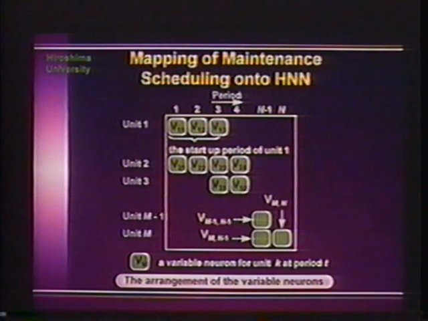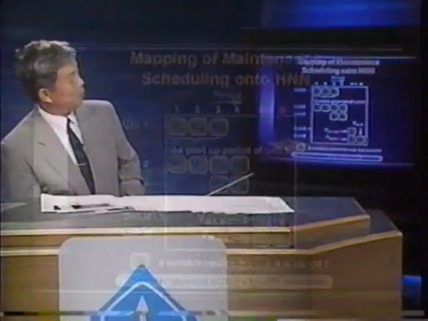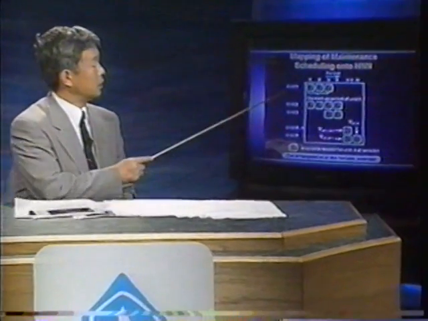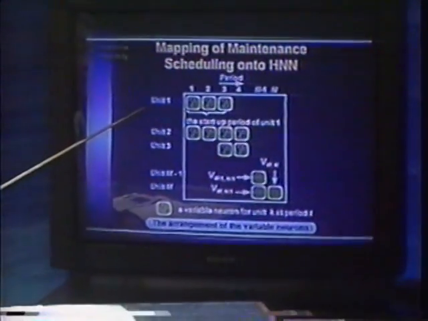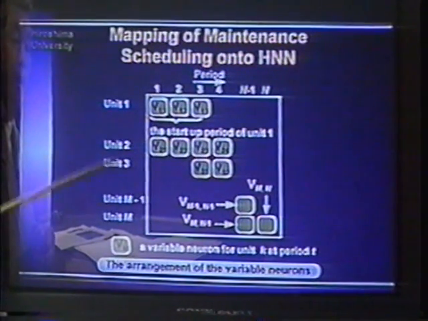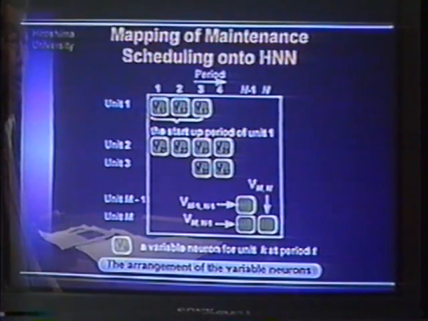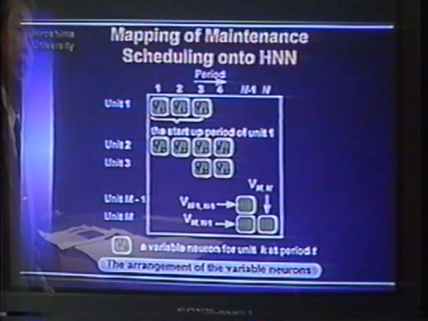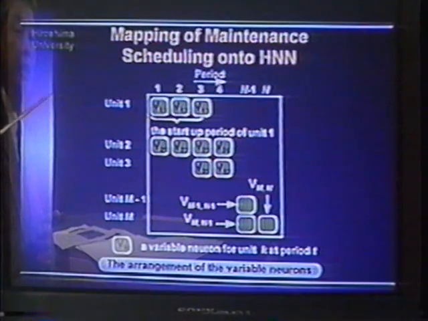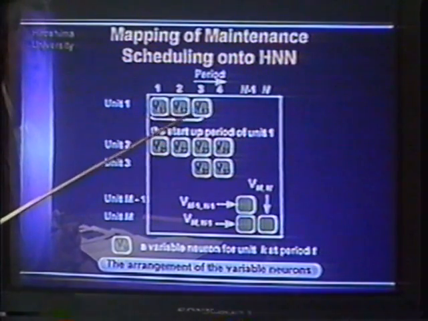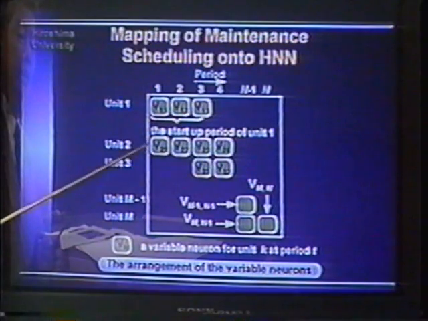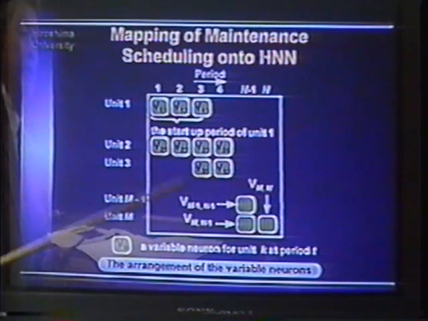This figure shows the mapping of maintenance scheduling onto Hopfield neural nets. This shows only the part of variable neurons. In this direction, we have unit 1, unit 2, unit 3 in this order, and this is a period. Mostly we divide 1 year into 52 or 26 periods, depending on 1 week or 2 weeks. And so unit 1 may have undertaken the maintenance work 1 year or 2 years before, so they have to start in this period. And unit 2 must start during this time, unit 3 this time, very severe.